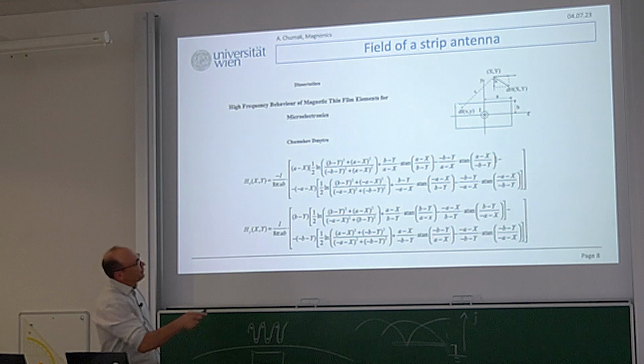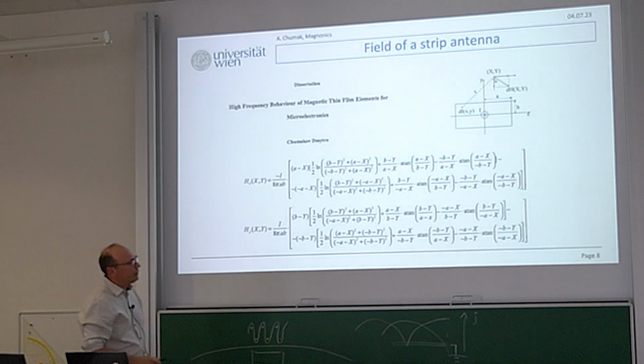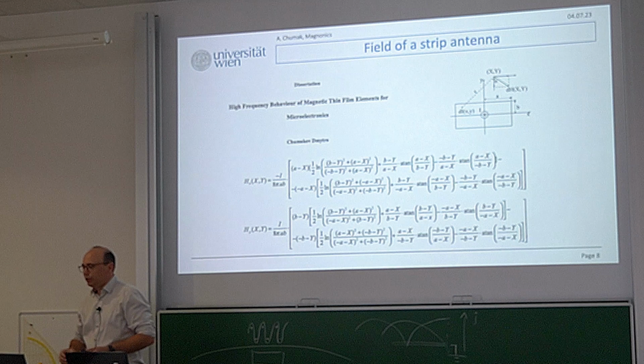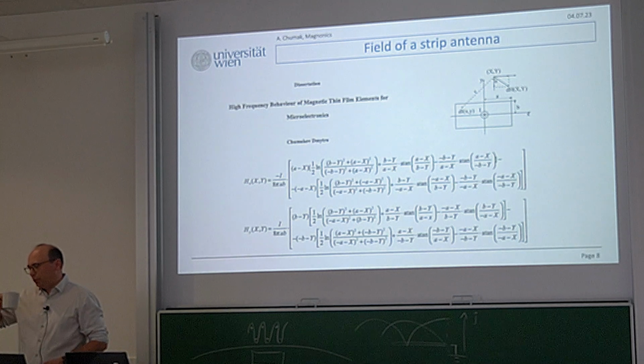Coming back to the antenna, if you have such a cross-section of the antenna, then the first thing you need to do is calculate the distribution of the field.